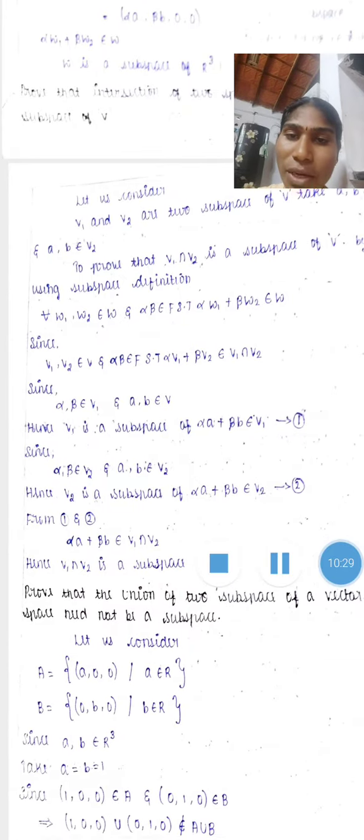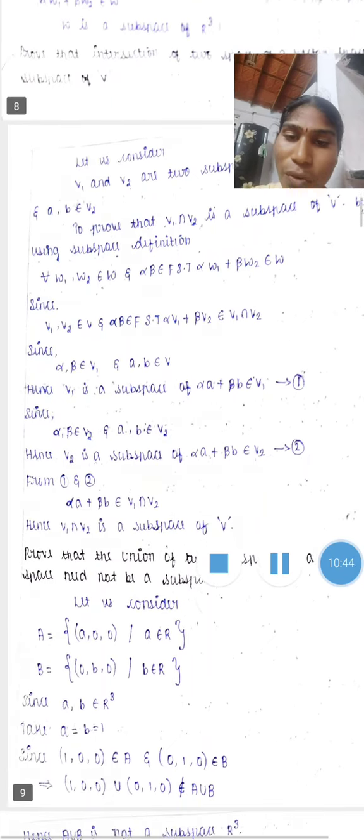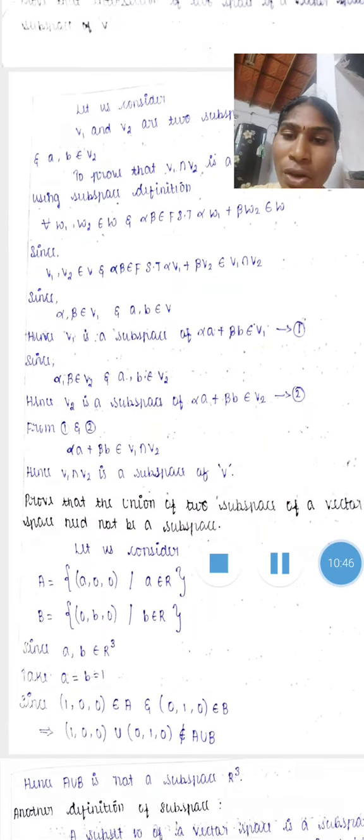Since a, b belong to V1 and V, and V1 is a subspace, alpha a plus beta b belongs to V1, and V2 is a subspace, so alpha a plus beta b belongs to V2. So from equations 1 and 2, alpha a plus beta b belongs to V1 intersection V2. Hence V1 intersection V2 is a subspace of V.